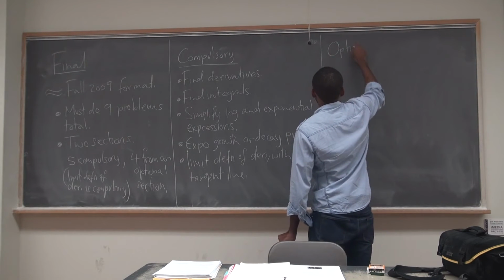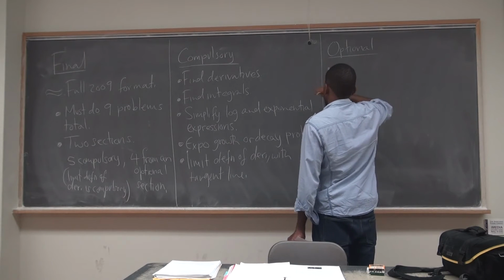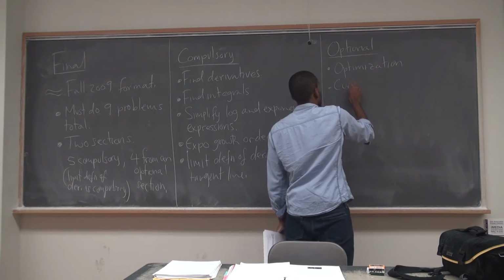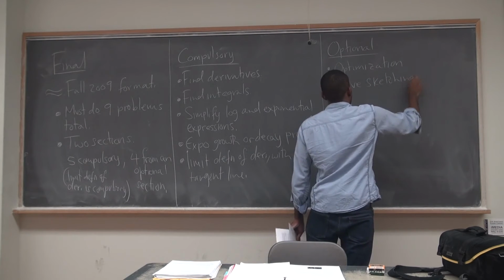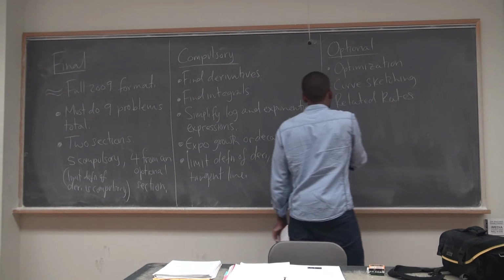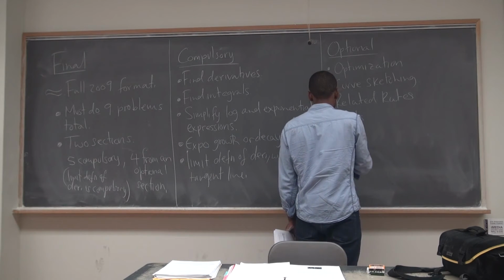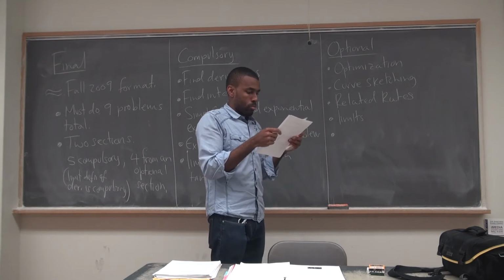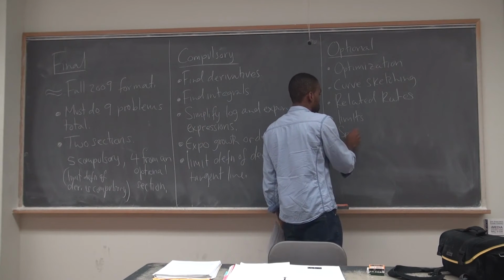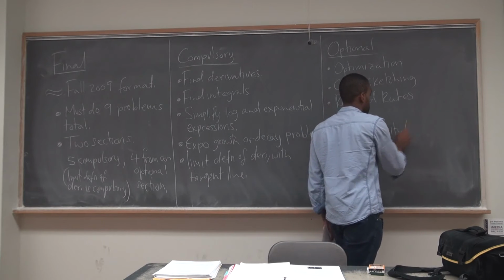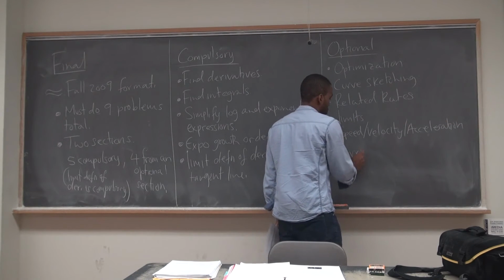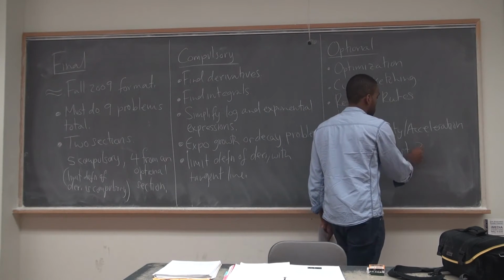From the optional section, what you need to know is optimization, of course, curve sketching, maybe a limits problem, like find the limit as x approaches something of a function. Yeah, the speed, velocity, acceleration problem. Am I throwing in an inventory cost? Maybe.